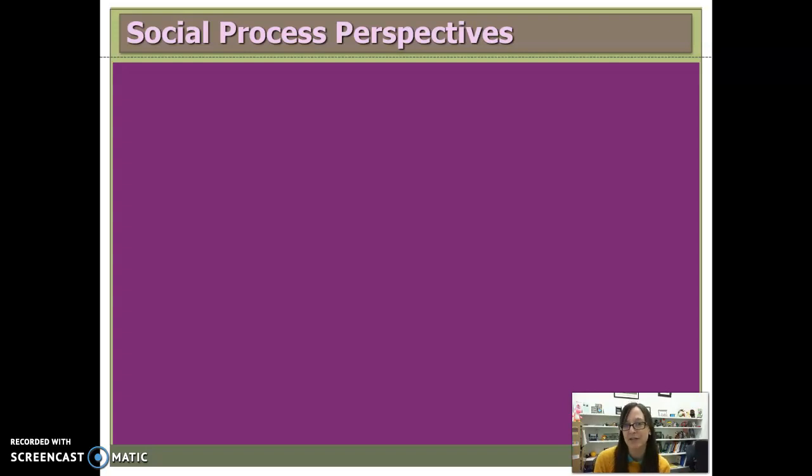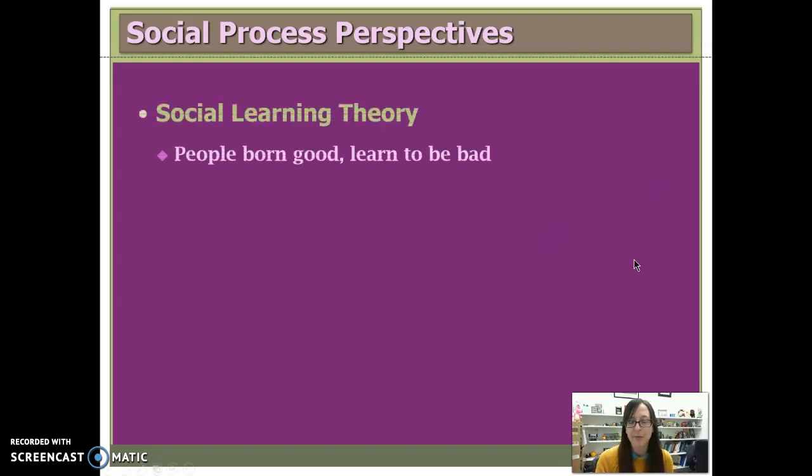Social process theories emphasize the interaction between individuals and a larger society. There are three major social process perspectives. We have social learning theory, which in a nutshell means that people are born good and they learn to be bad. People learn techniques and attitudes of crime from those close to them.